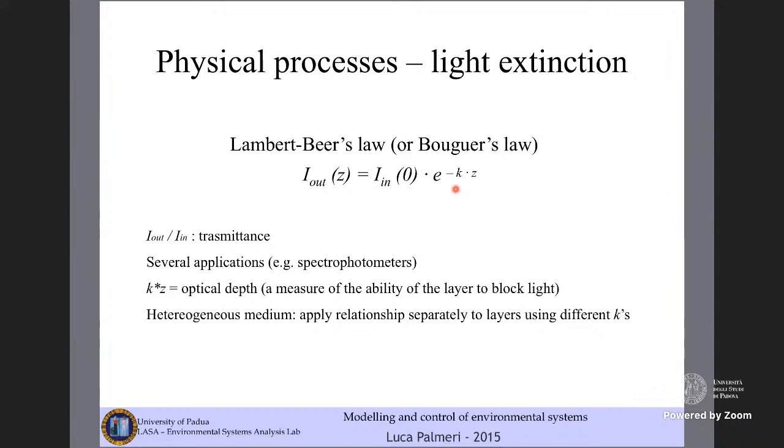Kz is called the optical depth. It is a measure of the ability of the layer to block or to stop radiation or light. Of course, for heterogeneous media, we may apply this relationship by applying different values of K depending on the different conditions of the layer that is crossed by the radiation. So, in cases of heterogeneous media, you may include the heterogeneity by simply changing the value of K. There are several applications of this law. For example, spectrometers trivially apply the Lambert-Beer law of light extinction.